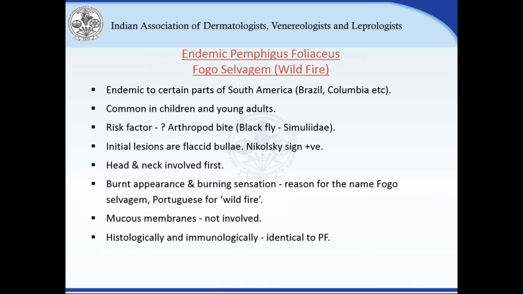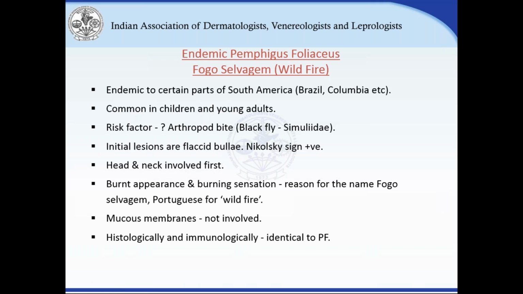Endemic pemphigus foliaceus, also known as Fogo selvagem or wildfire. It is endemic to certain parts of South America and generally to the sites of river basins. So it is because of the Simulium fly, the black fly, of the family Simuliidae, and this fly, when it bites, releases some antigens which mimic desmoglein. So there is formation of antibodies against those antigens due to molecular mimicry.